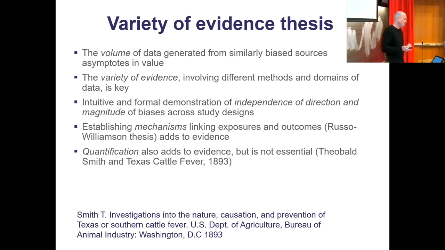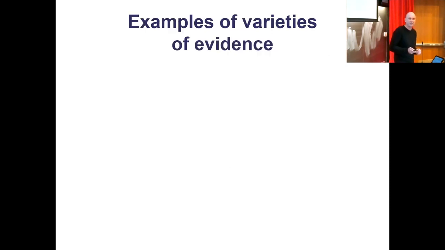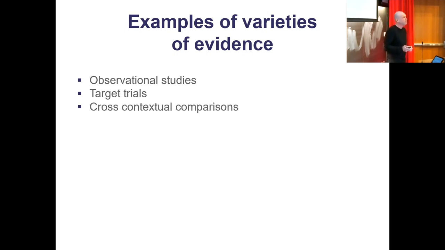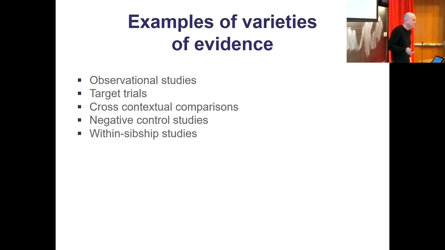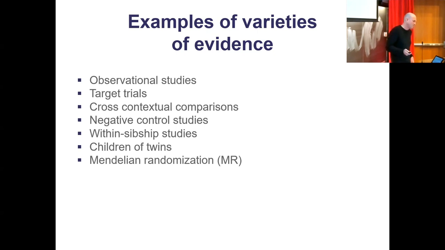If you want a beautiful example of causal evidence in epidemiology, Theobald Smith's 1893 report on cattle fever is absolutely wonderful. So examples of the variety of evidence you can utilize in this approach are observational studies, maybe the weakest form; target trials, which you will all know a large amount about; cross-context comparisons, when the confounding structure can be demonstrated to be different in different studies. For example, doing studies in low and high income countries on breastfeeding, where the confounding is very different in the two places. Negative control studies, which again you will know of; within-sibship studies to take into account potential shared environmental factors in youth; children and twin studies; and Mendelian randomization, which you may know.